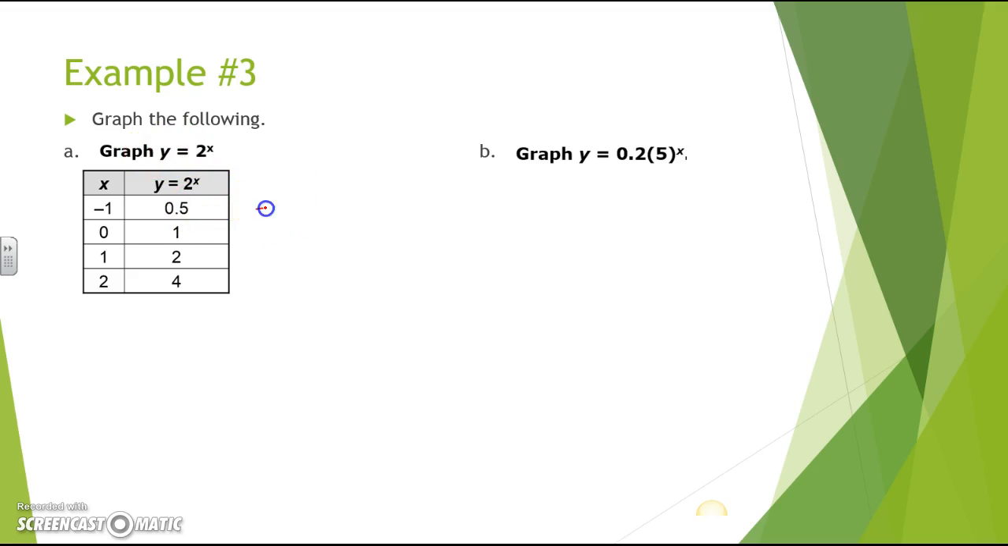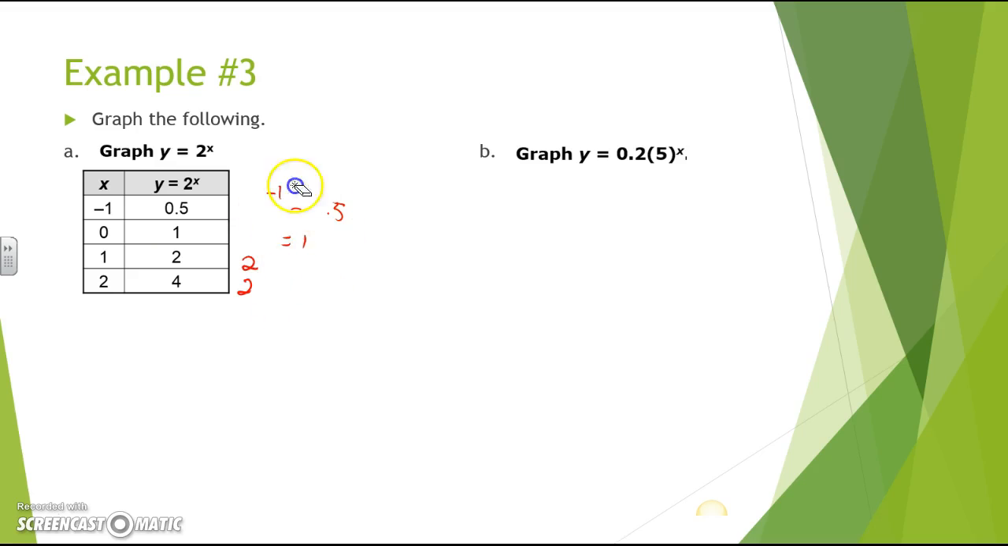So what I did was 2 raised to the -1 power, and you get an answer of 0.5. 2 raised to the 0 power is 1. 2 raised to the first power is 2. 2 raised to the second power is 4. So that's how they got their values right here.